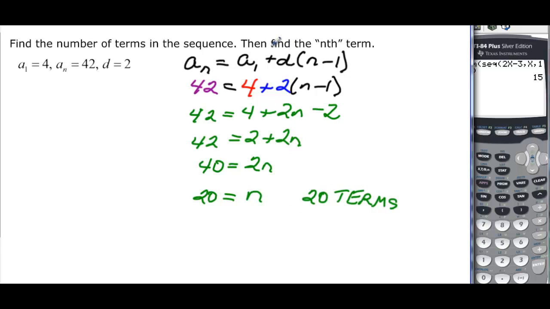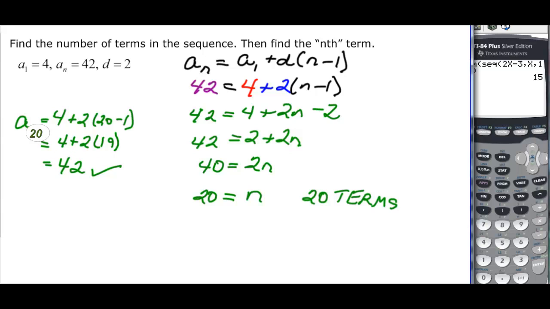And it says find the nth term. We know the n is 20. So a sub n is going to be 4, which is a sub 1, plus 2 times 20 minus 1. And we should get 42 if we did this correctly, because we already know what a sub n is. So 4 plus 2 times 19, and that's going to give us 38 plus 4, which is going to be 42. So we did it right.